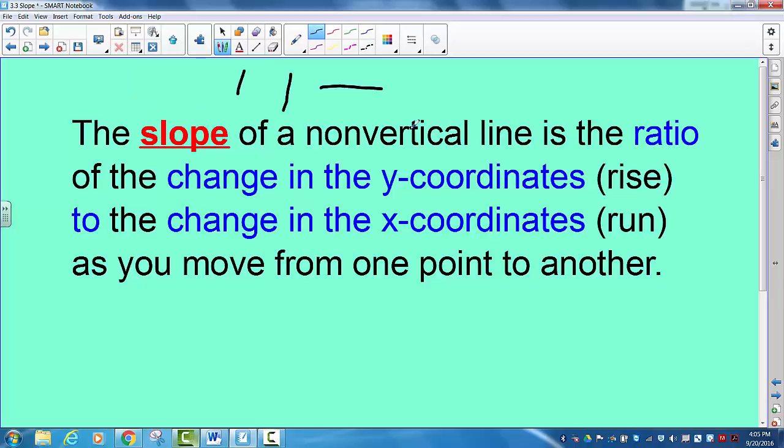So the slope of a non-vertical line is the ratio of the change in the y coordinates, how much it rises, to the change in the x coordinates, how much it runs, as you move from one point to another. Listen, whenever you have the coordinate plane and you have a line, then whenever you move from one point to another point, how much it goes up over how much it goes over is the slope. Okay? The rise over the run.